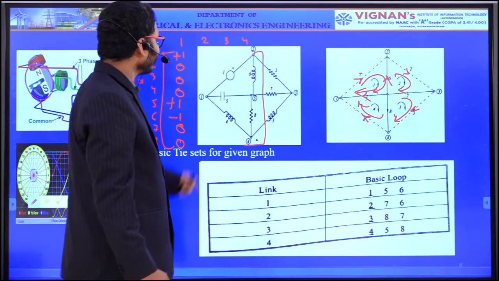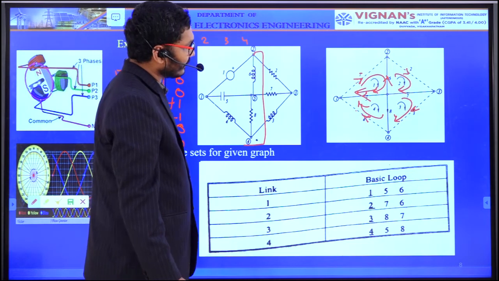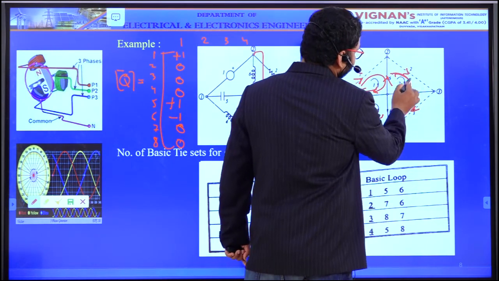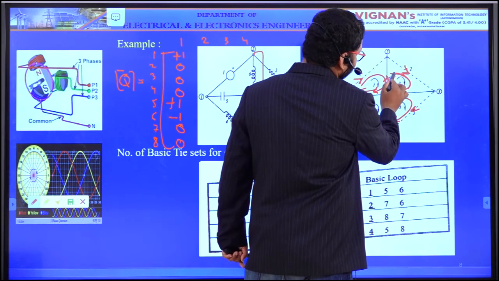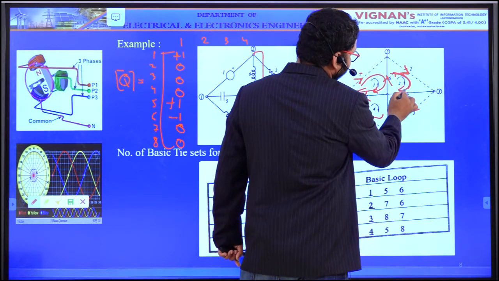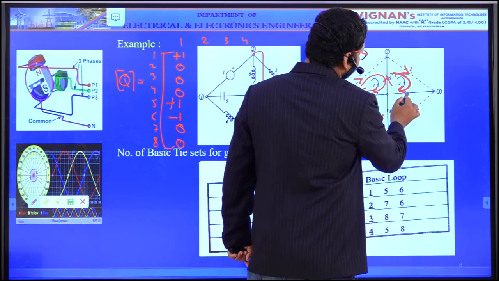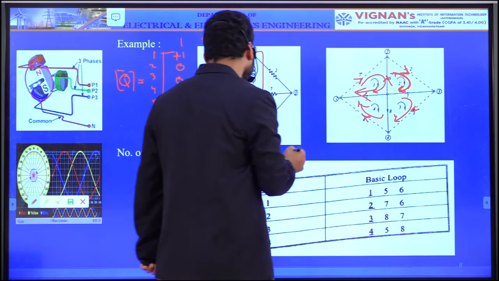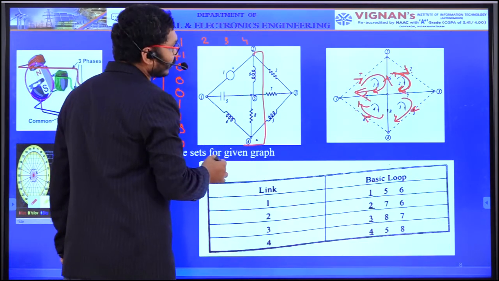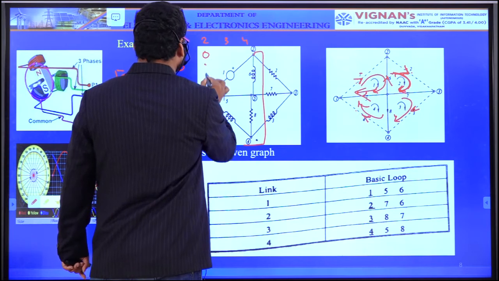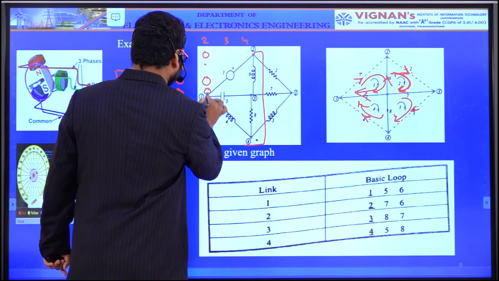Similarly for tie set 2, which means loop 2, link 2. It is the same as the link direction. The link direction is like this, and the tie set direction is like this. Which branches are associated? Branches 2, 6, 7 are associated. The remaining are 0.